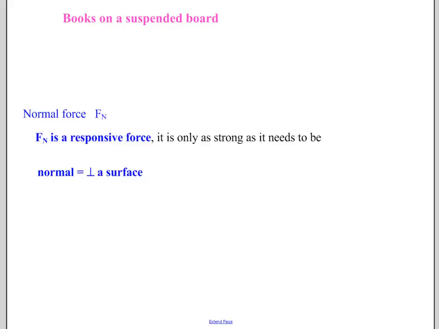A normal force is a responsive force. That means that it's only as strong as it needs to be. And as we saw in the demonstration, the more books I stacked on the board, the more the board bent. It didn't break. So that means it was pushing up on the books with a force that matched the force the books were exerting down on the board. Because the board didn't break, the force it was exerting upward after I add each book was greater and greater. Normal means perpendicular to the surface. So a normal force is perpendicular to the surface that it's acting on.